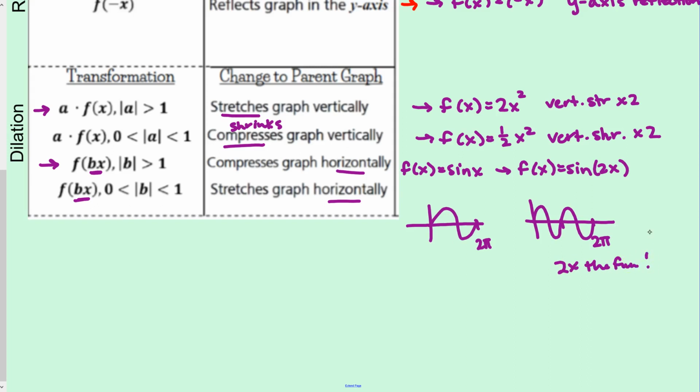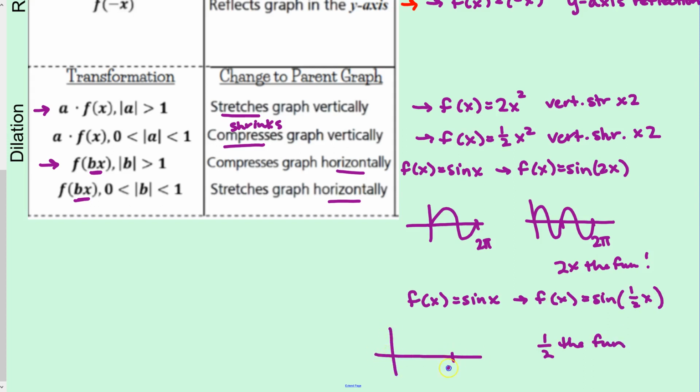That's the way I like to remember that horizontal shrinks use a number greater than 1, and then that means that horizontal stretches are going to use a number between 0 and 1. For example, if you took f of x equals sine of x and you changed it to f of x equals the sine of 1/2 x, that roller coaster is only going to be 1/2 the fun because it's stretched horizontally, so in a width of 2 pi, you're only going to see half of that curve. Okay, hopefully you recall, with just this small amount of reminding, those transformations that we've learned in the past.